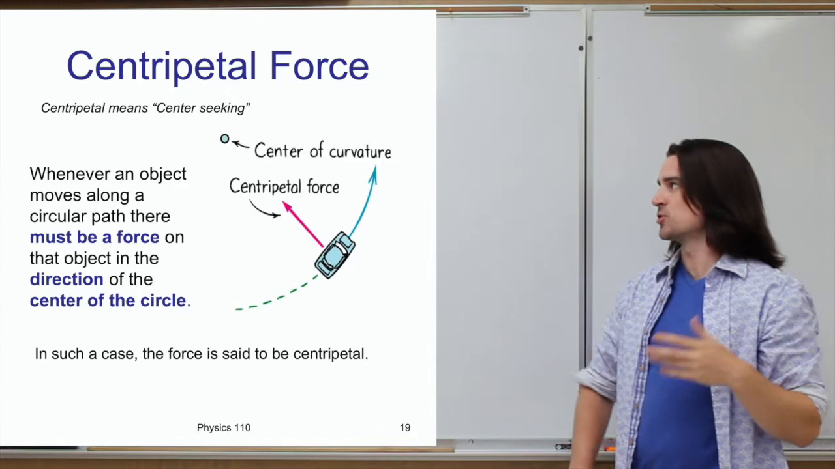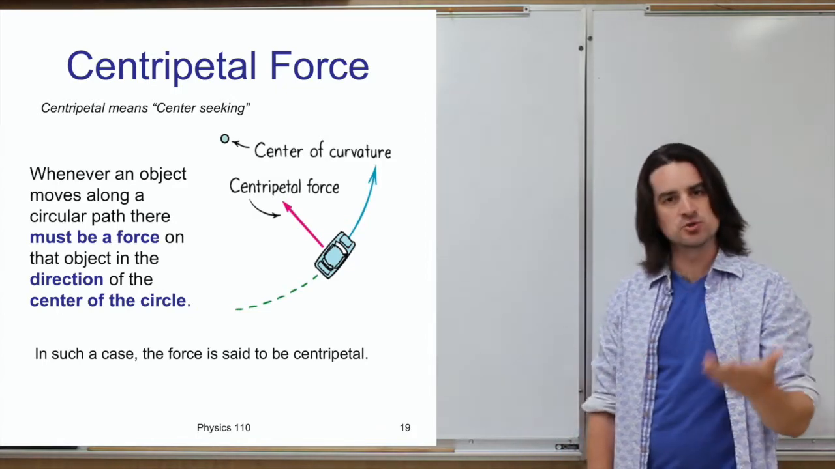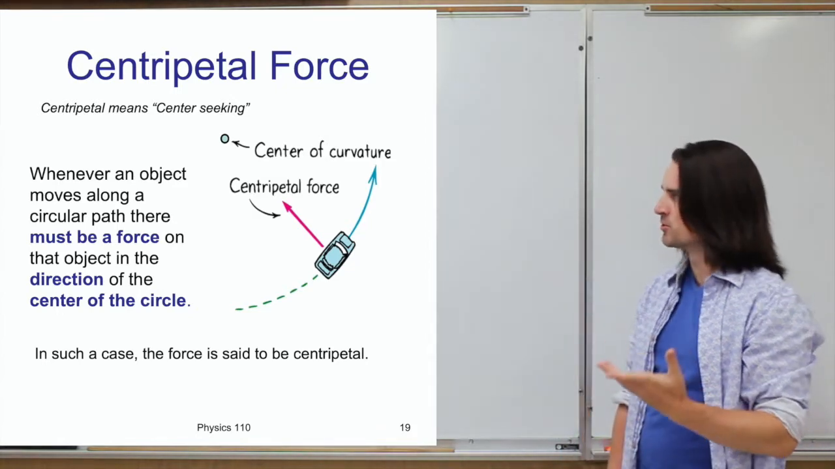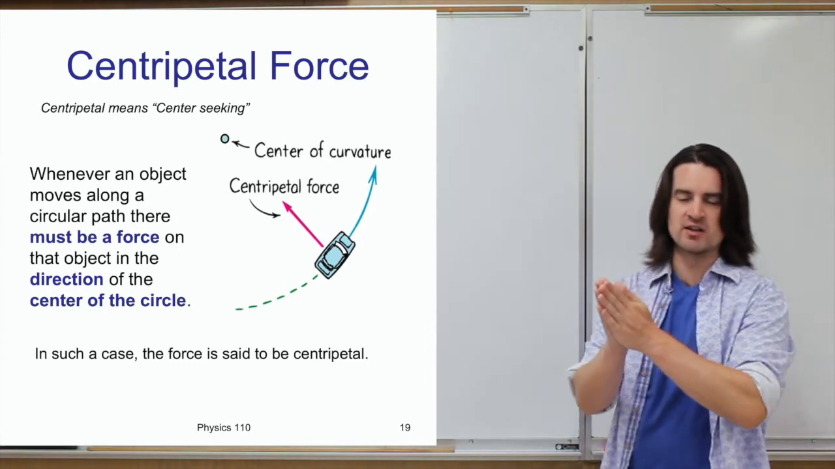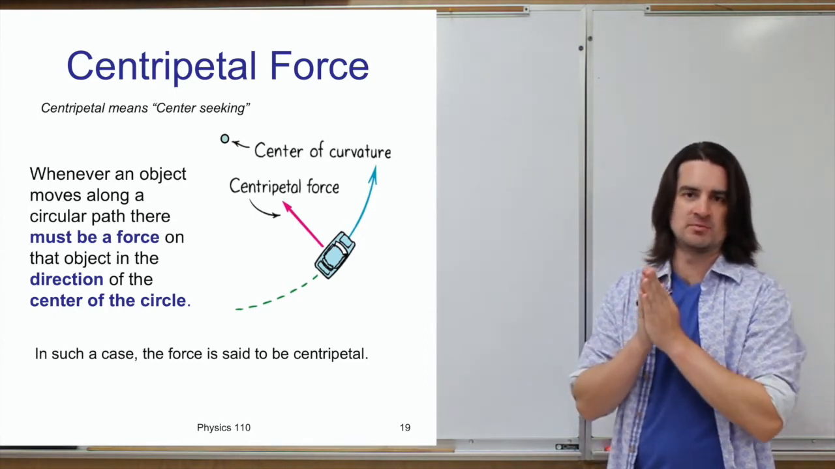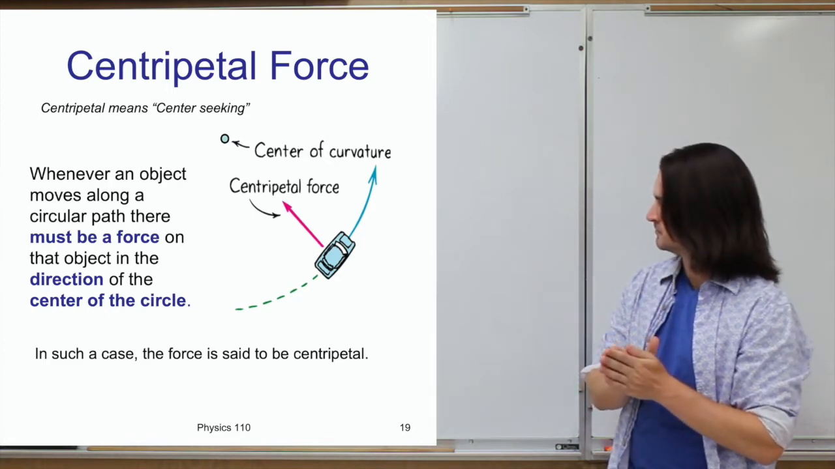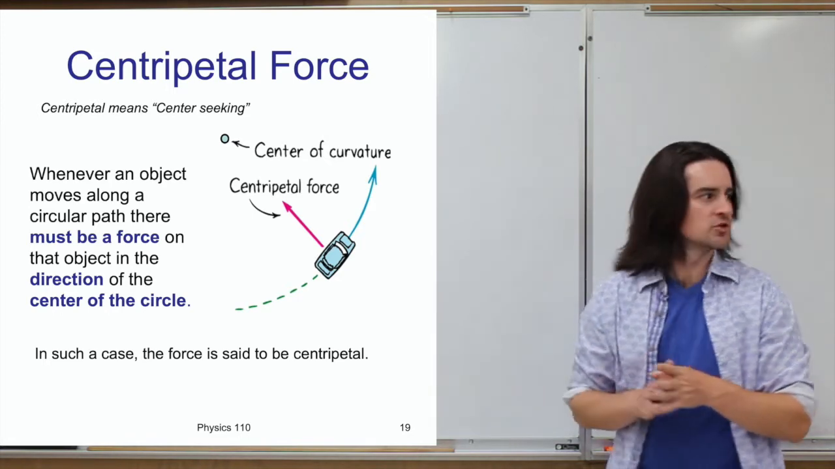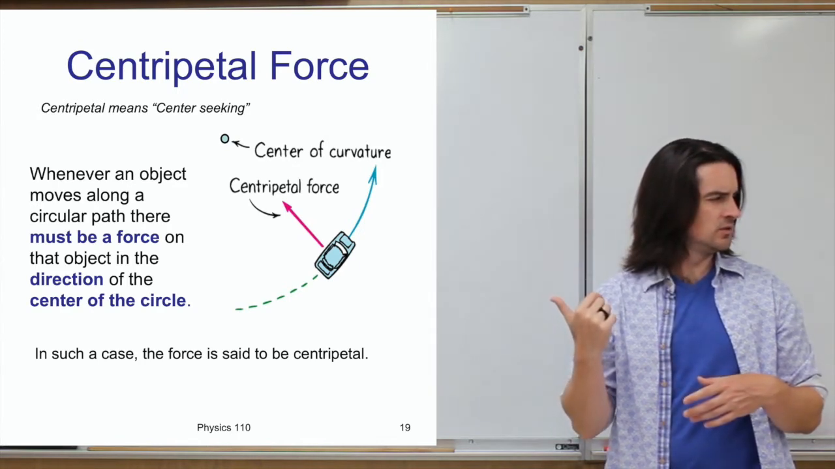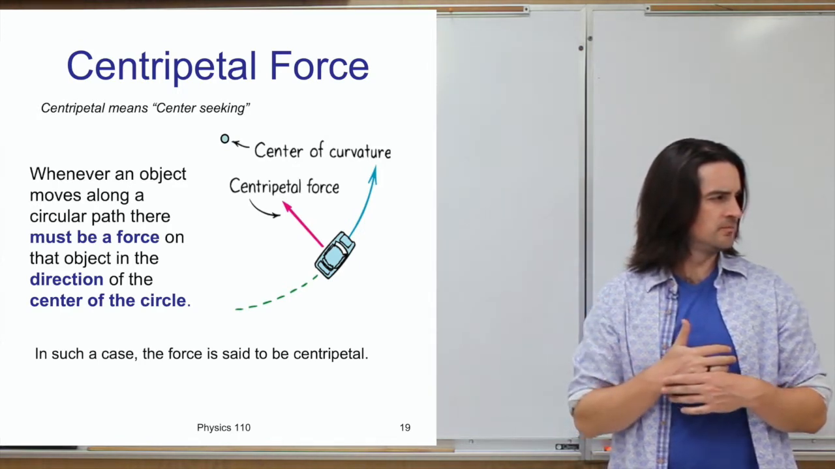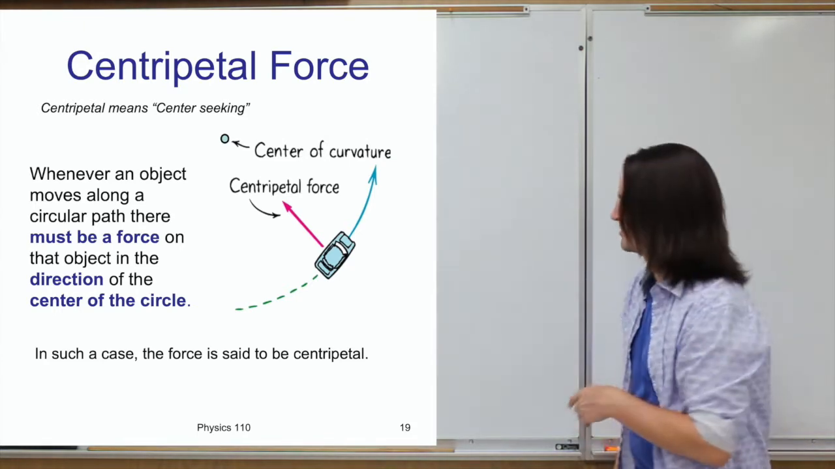And so we call this a centripetal force. And centripetal means a center-seeking force, so it's a force pointing towards the center of the circular path that the object is taking. So what is the centripetal force on this car? Well, let's just think about that. We'll get to it in a couple slides.